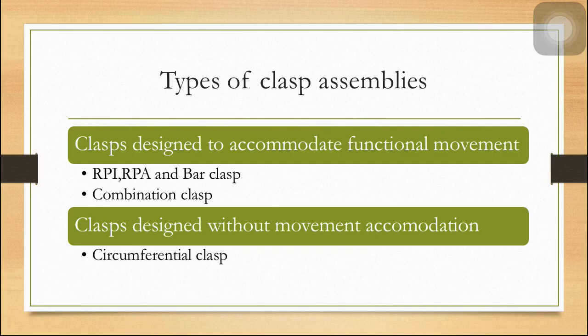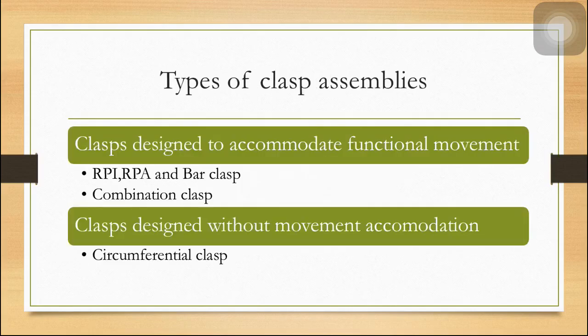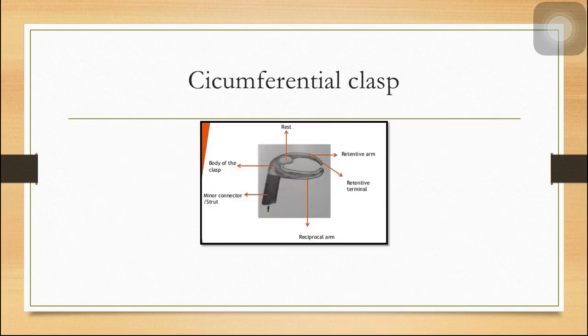Today's topic is clasps that are designed without movement accommodation, like in examples of Kennedy's class 3, and in cases of small modification areas which are anteriorly and posteriorly bounded by abutment teeth. The example of this clasp assembly is the circumferential clasp. Basically it looks like this. This is the most familiar type of clasp assembly to students.